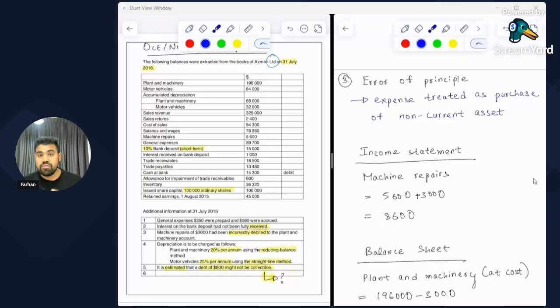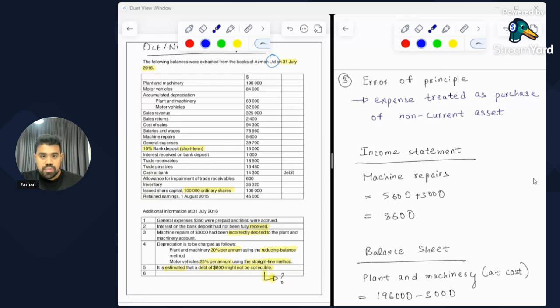So we have got 2 different categories here. When you make a mistake within the categories where you recorded an expense as the purchase of a non-current asset, we have made an error of principle. Okay. Now, how do we fix this?